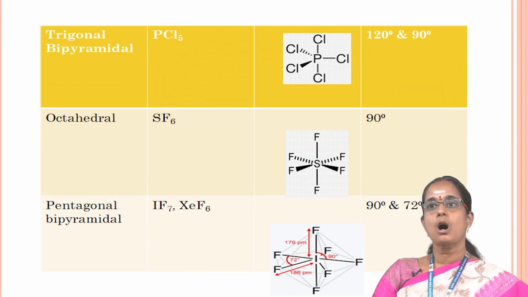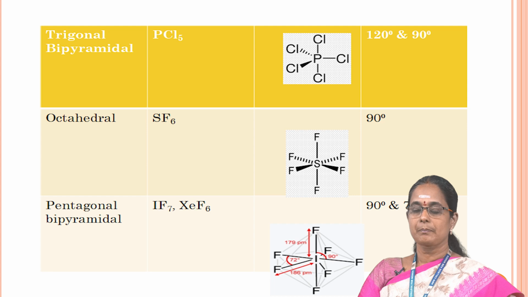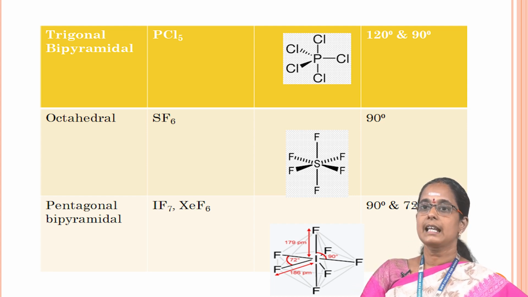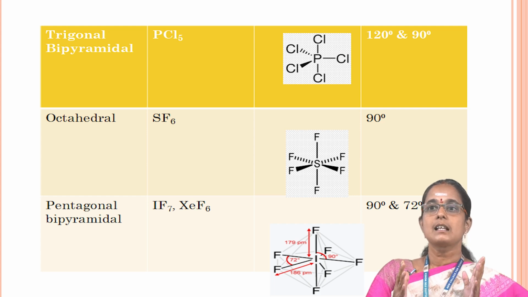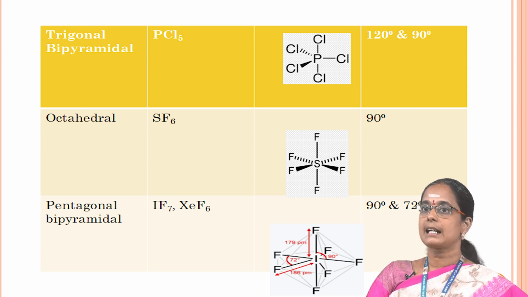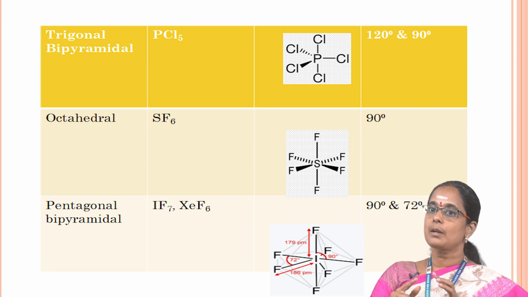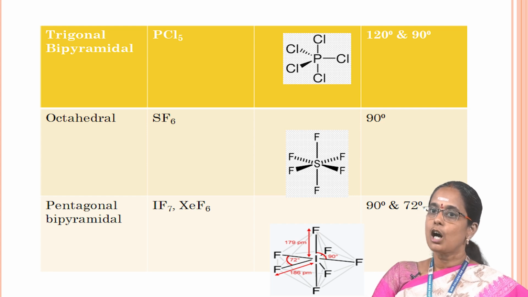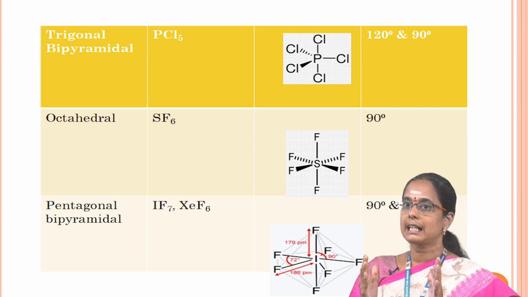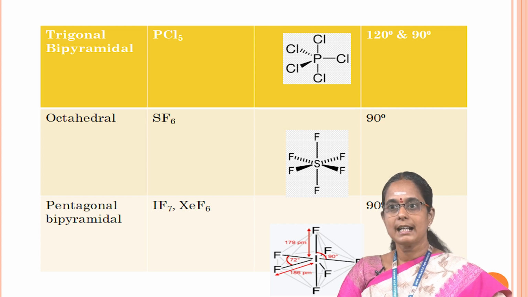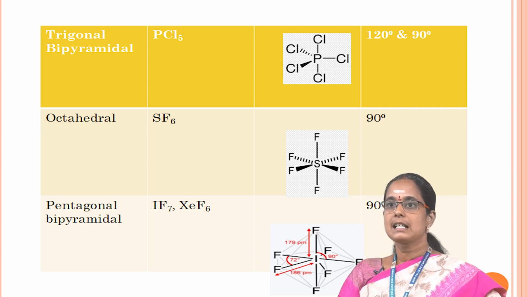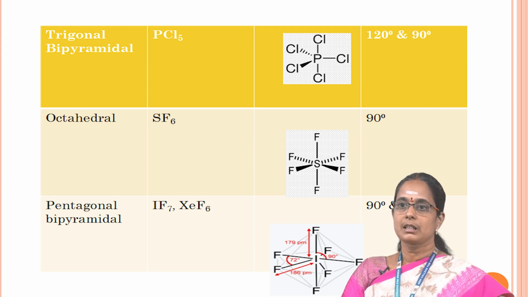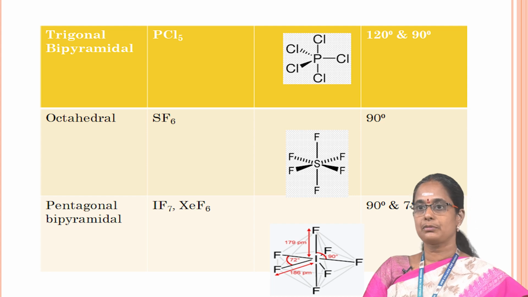The fourth one is the octahedral shape. We see the example of SF6. In SF6, sulfur is the central atom. If there are six orbitals around the central atom of a molecule, the molecule has the shape of a regular octahedron. The bond angle is 90 degrees. Sulfur hexafluoride is an example of this type. The structure is shown in the figure.